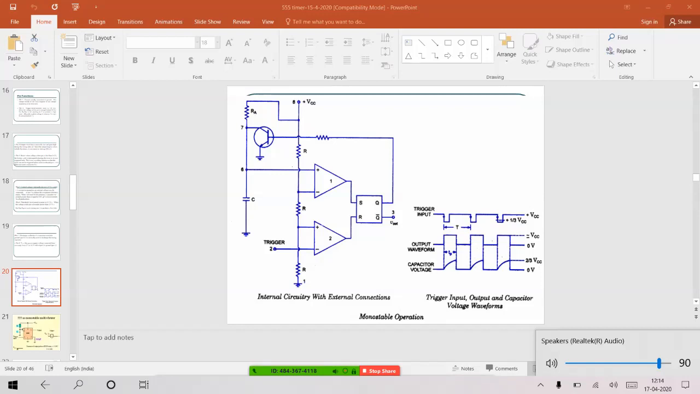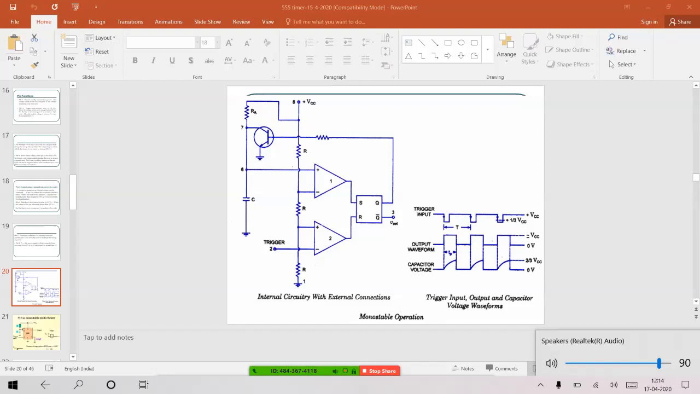Means what? Upper comparator output goes high only if the capacitor voltage goes above 6 volts. That is the meaning. Means when capacitor is charging here, up to what value it will charge? That is a question I'm trying to answer, right? So when capacitor voltage reaches 2 by 3 VCC, that is, just exceeds 2 by 3 VCC at inverting terminal of upper comparator, means our input at non-inverting is dominating input at inverting. Comparator 1 output goes high, and set pin will be set, and that's why Q will be high.